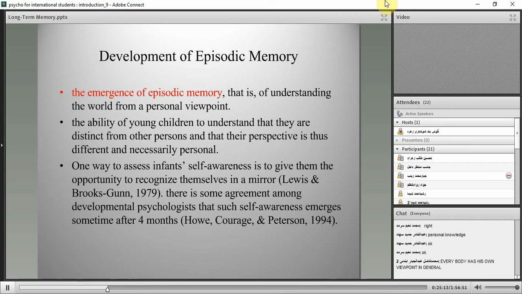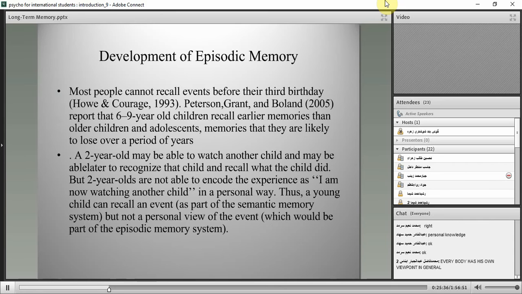There is an agreement among developmental psychologists that such self-awareness emerges after 4 months. That is, at the age of 4 months old, the child comes to see himself or herself as different from those around him, right?